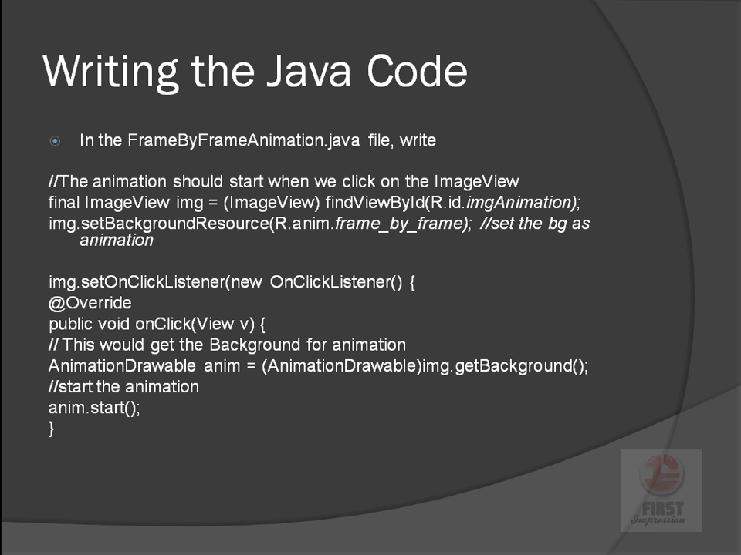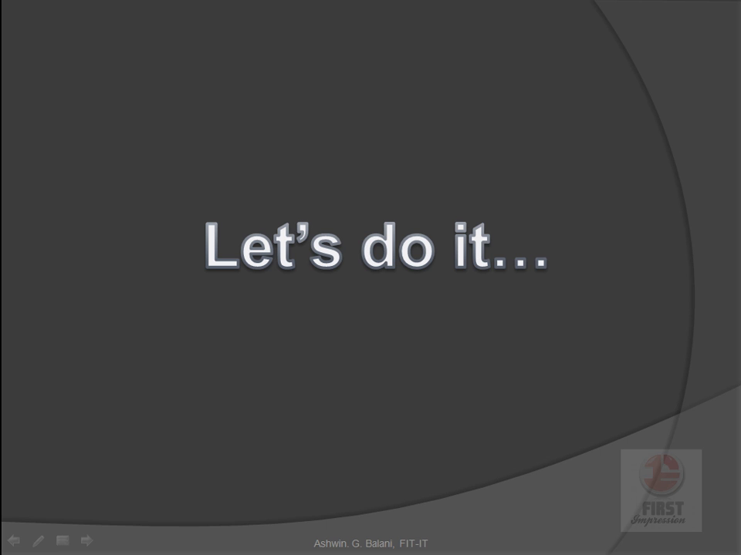So what this did is, it first set the background of the image view to the frame by frame XML file. Then it got the background from the image view in the form of an animation drawable, because the background was not a simple drawable, it was an animation drawable. We got that background and we then say start animation to start the animation. With this, you will be able to actually perform a simple frame by frame animation with the help of the image view. So let's do it in actual practice and see it in action.